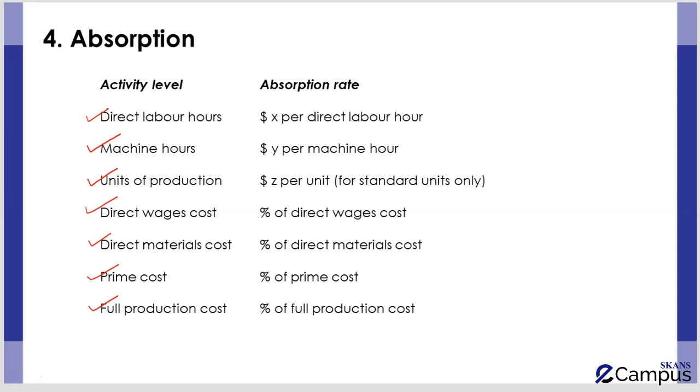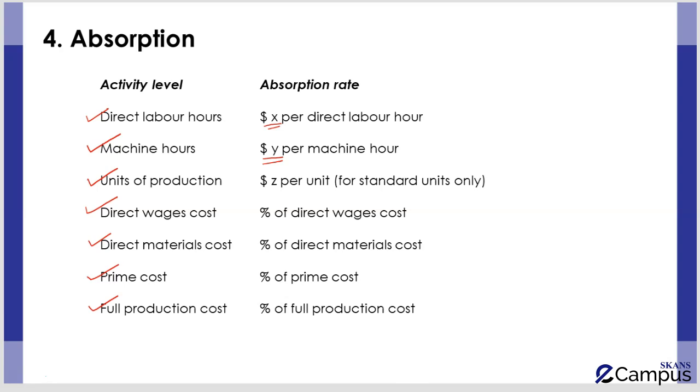When we use the activity level of direct labor hours, the OAR will be like X dollars per direct labor hour. We call it X dollar per direct labor hour. X means any number, any rate. When we use machine hours, then we have Y dollar per machine hour. It means when we use one machine hour, we have an overhead cost of Y dollar.